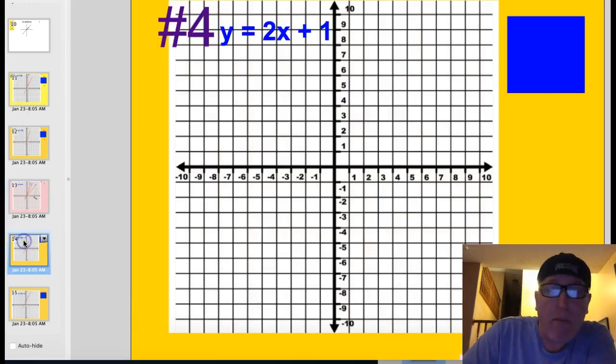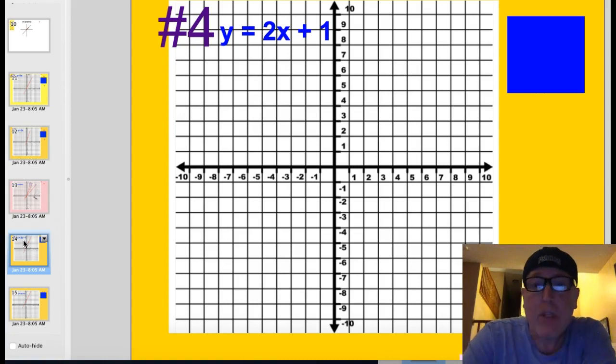Let's take a look at problem 4. Y equals 2x plus 1. See if you can graph that. Same thing, make a little xy chart. 0, 1, and 2 for your values.